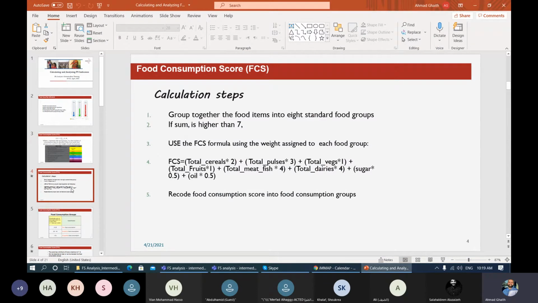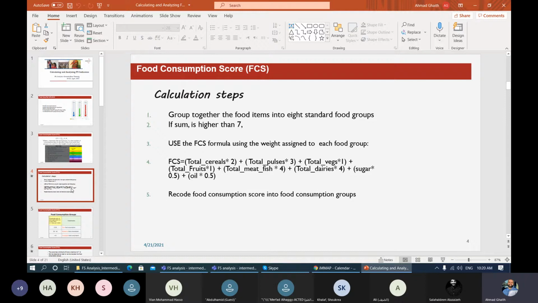Yeah, so the steps of calculating it. So we group these into the 8 groups. Then we sum them. Then we use the formula for weighting.